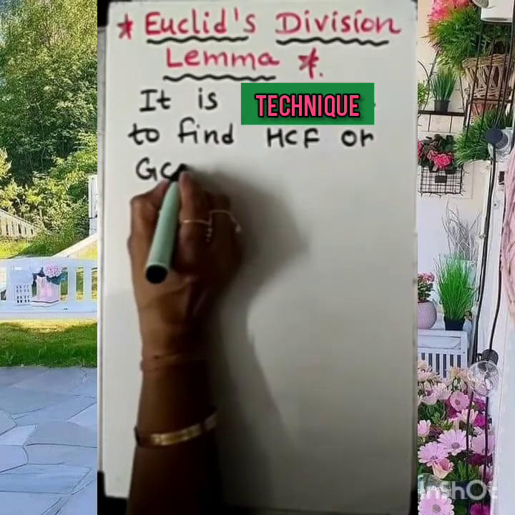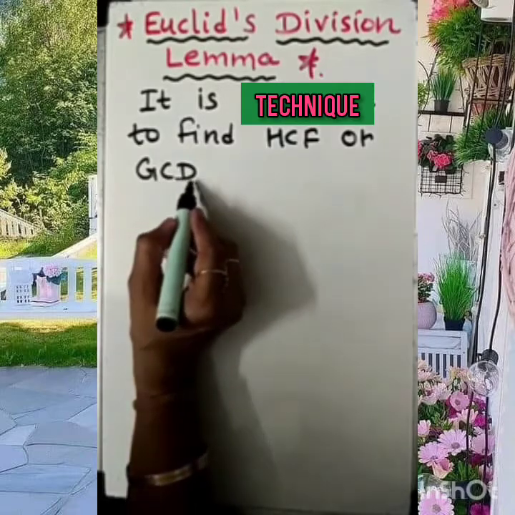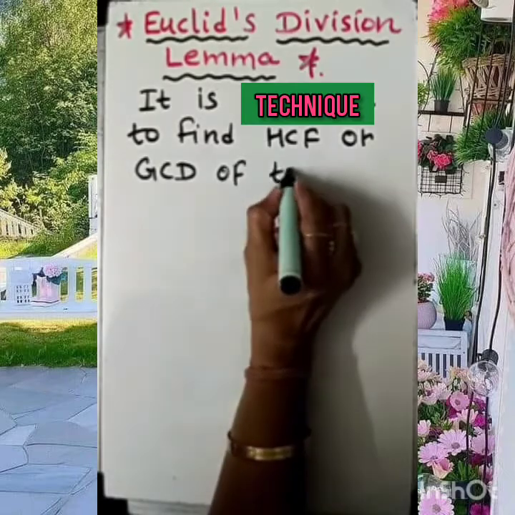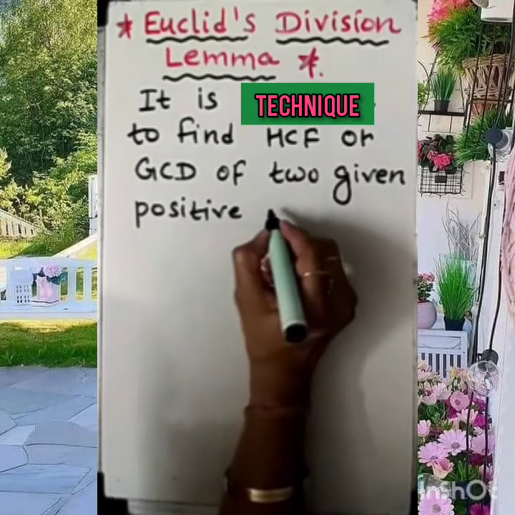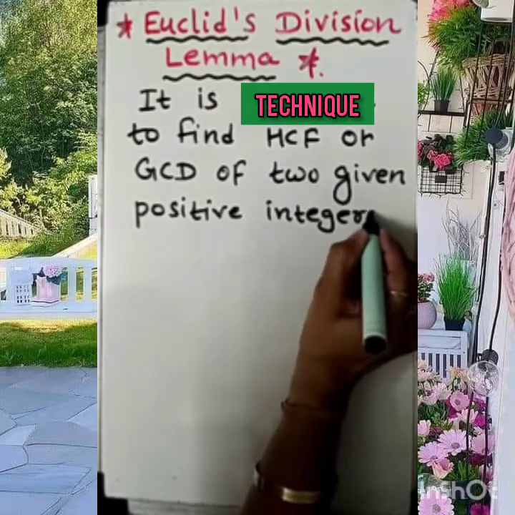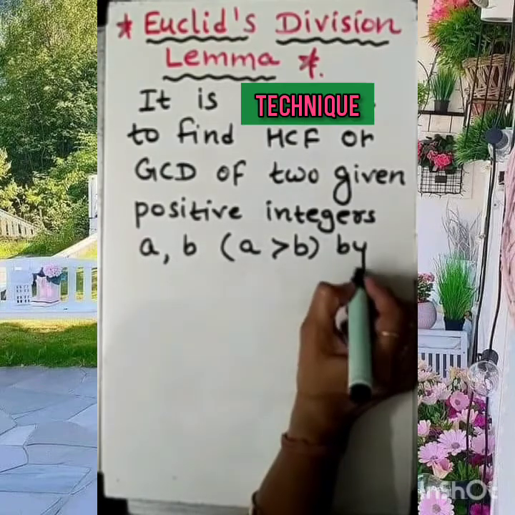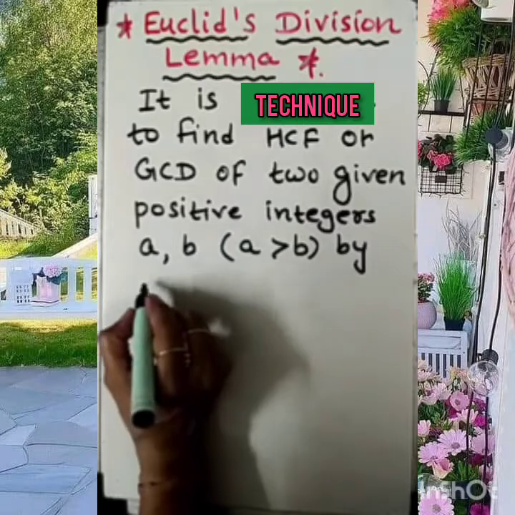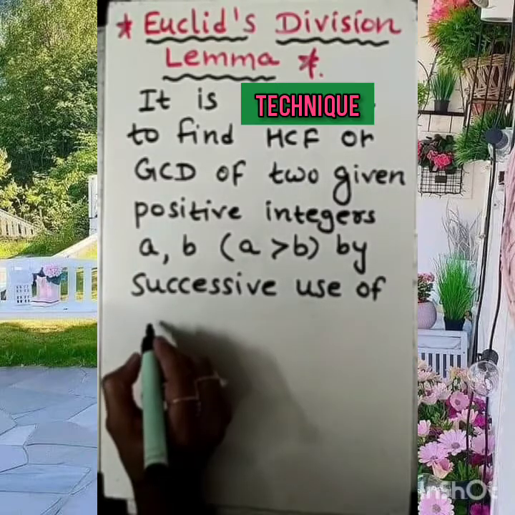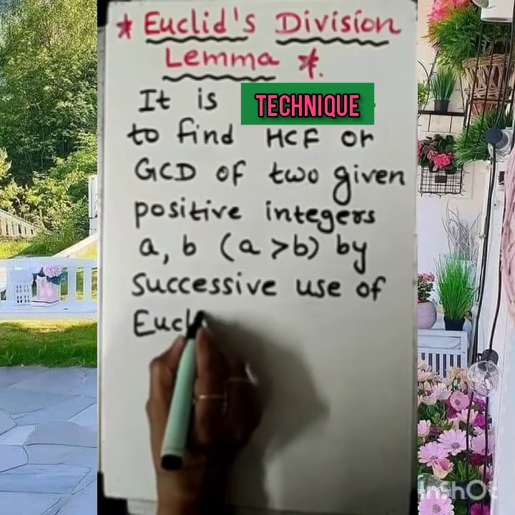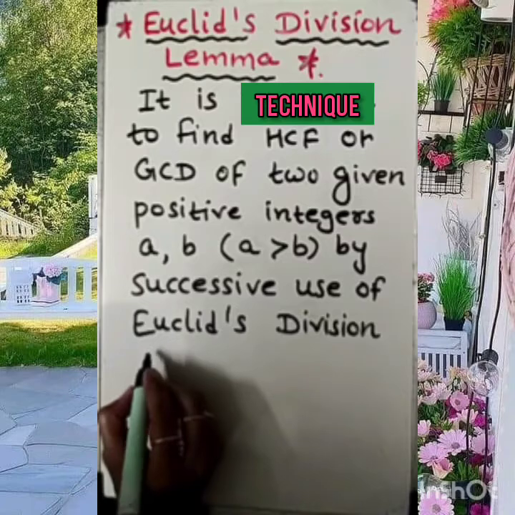or GCD also, as you know, HCF highest common factor, or sometimes GCD greatest common divisor, of two given positive integers A and B, where A is greater than B, by successive use of Euclid's division lemma. Keep this in mind. This technique here we are using.